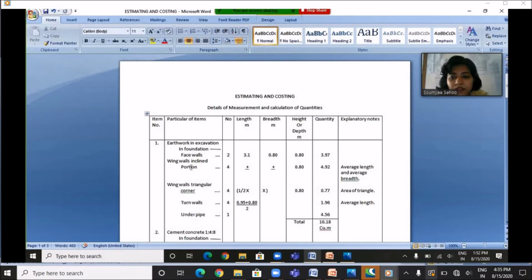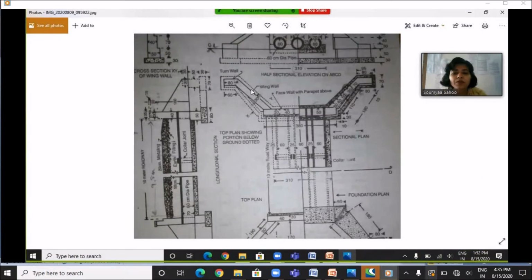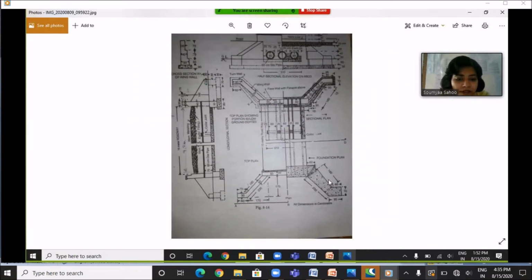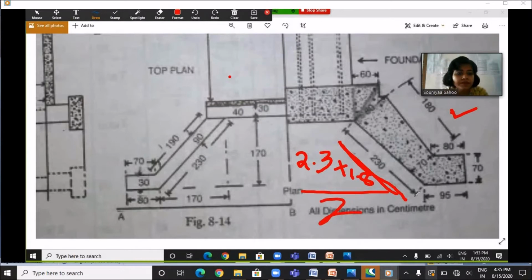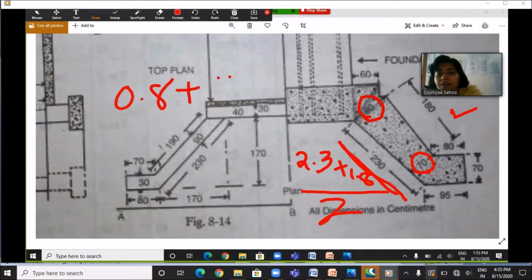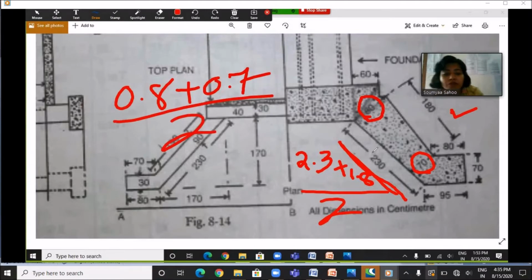So next excavation work is to be done in the wing walls inclined portion. See, there are 4 number of wing walls, 1, 2, 3 and 4. So what is its length? So the length will be 2.3 plus 1.8 divided by 2. Similarly, here you can see the breadth on one side of wing wall is 80 cm, whereas the breadth on the other side is 70 cm. Okay. So here also we have to take the average breadth. So 0.8 plus 0.7 divided by 2.